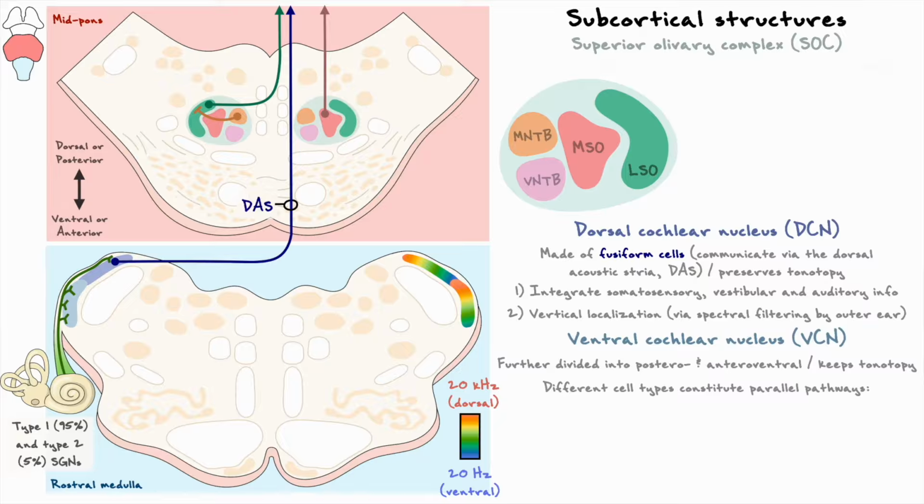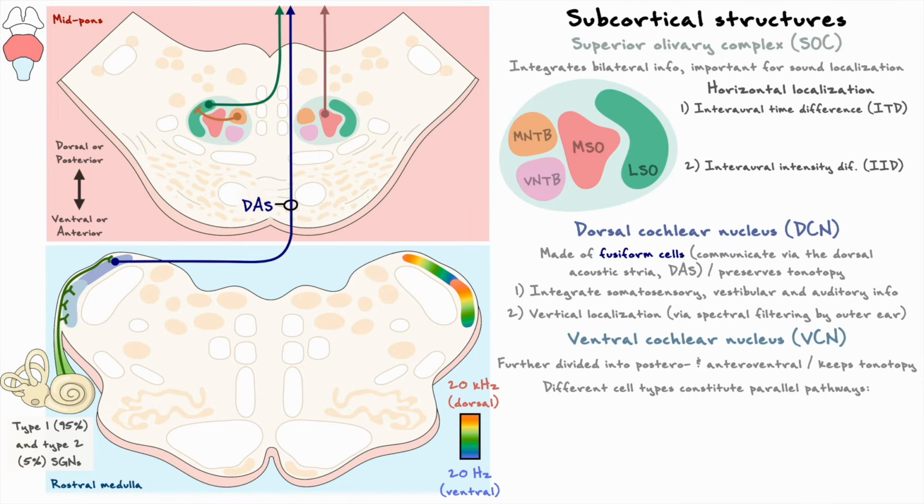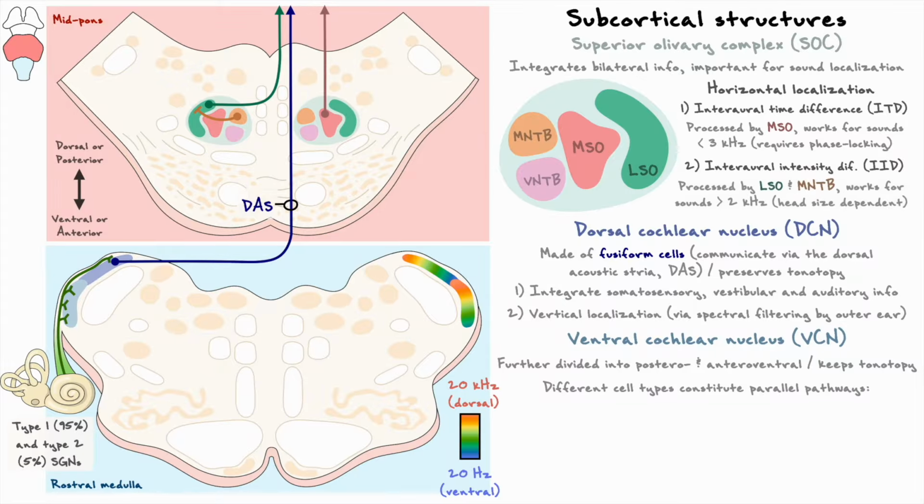So, as we said, this region integrates bilateral information, and it is important for sound localization. More precisely, it is important for localizing sounds on the horizontal plane, and it does so by two mechanisms: interaural time difference, or ITD, and interaural intensity difference, or IID. ITD is processed by the medial division of the superior olivary complex and works for sounds under 3 kHz. IID is processed by the lateral division and the medial nucleus of the trapezoid body, or MNTB, and works for sounds above 2 kHz.